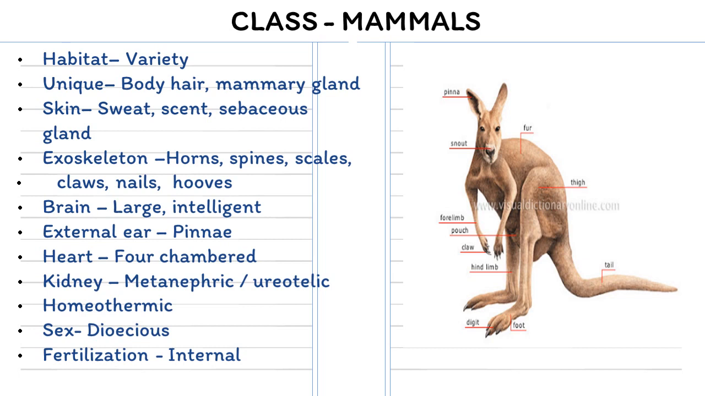And the next character is homeothermic. As we said already, the internal environment will not be changeable. That is homeothermic animals. And the sexes are separate, male and female are separate, and the fertilization is of course inside the body, right?